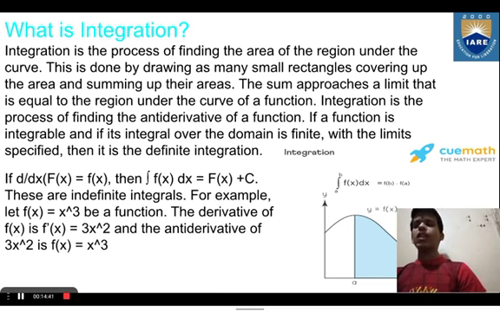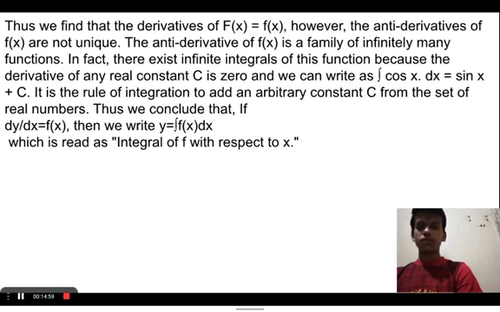For example, let f(x) = x^3 be a function. The derivative of the function will be 3x^2, and the antiderivative, if we integrate 3x^2, we will get the function itself, that is x^3 or x cube. So thus we find that the derivative of F(x) equals f(x). However, the antiderivatives of f(x) are not unique. The antiderivative of f(x) is a family of infinitely many functions.